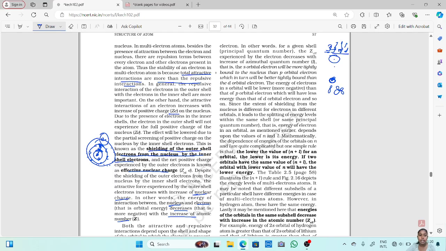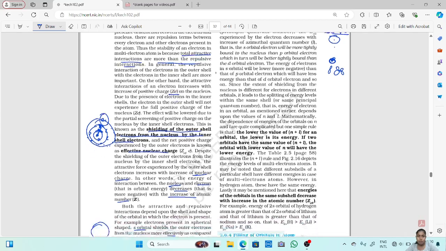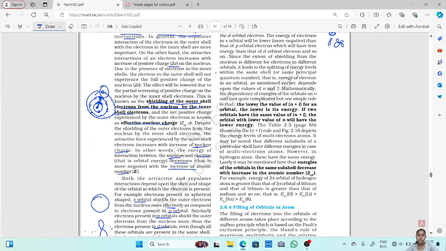The energy of an electron in s orbitals will be lower, that is more negative, than the p orbital electrons, which will have less energy than the d orbital electron, and so on. So their energy will be increasing as they go up. Since the extent of shielding from the nucleus is different for electrons in different orbitals, it leads to the splitting of energy levels within the same shells. Now the shielding of the nucleus is different for electrons, right? The closer one will be more tightly held. So as you go further and further, the shielding will increase.